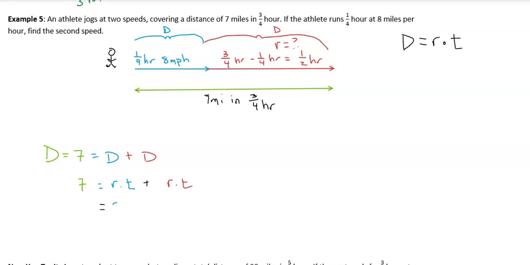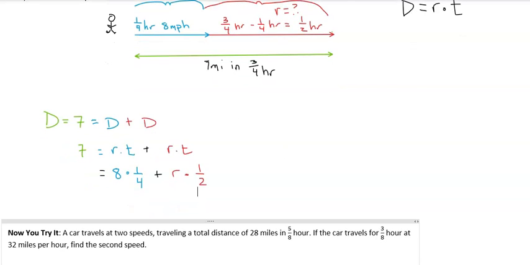So we've got 8 miles per hour times the time, which is 1/4 of an hour, plus the rate they ran in red, we don't know. That's the one thing that's missing. Times the time that they ran, which was a half hour. Because remember, a half and a quarter need to equal the 3/4 hours that they ran. All right, so let's solve this.